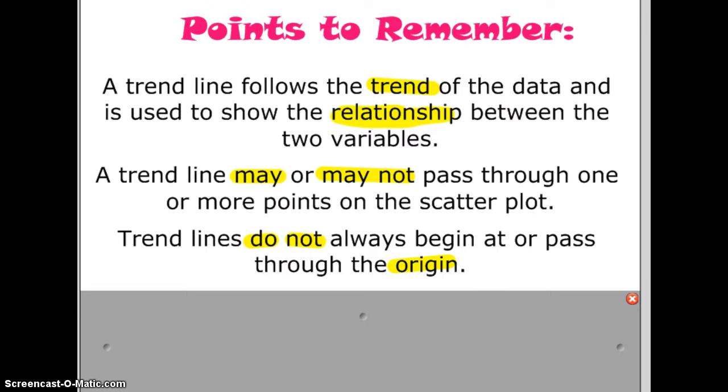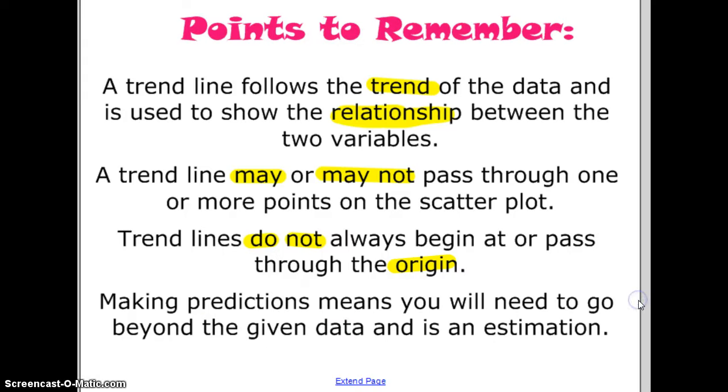A trend line does not always begin or pass through the origin. If you notice on the last two examples about sleeping and watching TV and about a car value, neither one of those went through the origin. Making predictions means you need to go beyond the given data and make an estimate.